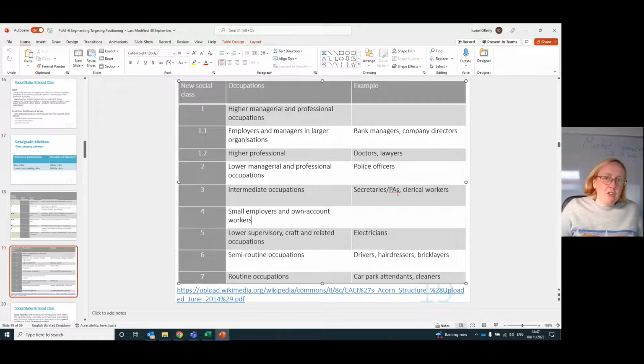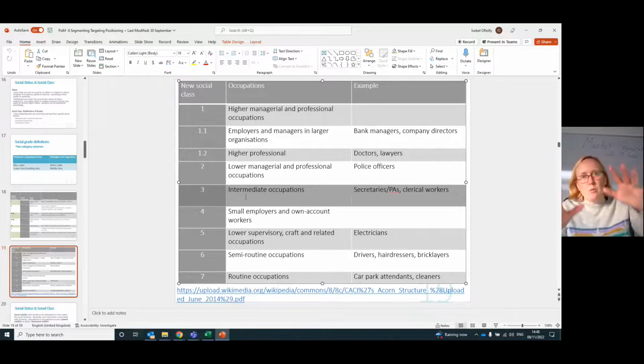So intermediate occupations, PAs, secretaries, clerical workers. So kind of going in at the bottom level of a job, office work, admin staff in the civil service, all those kinds of jobs, the entry level sometimes. When you graduate, typically, you will start here, hopefully, as I said, that's what we're trying to do. We're trying to catapult you from perhaps level 7 straight into level 3. Where you go from there is your choice.